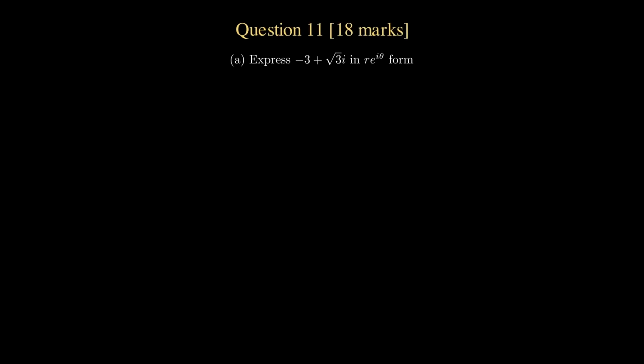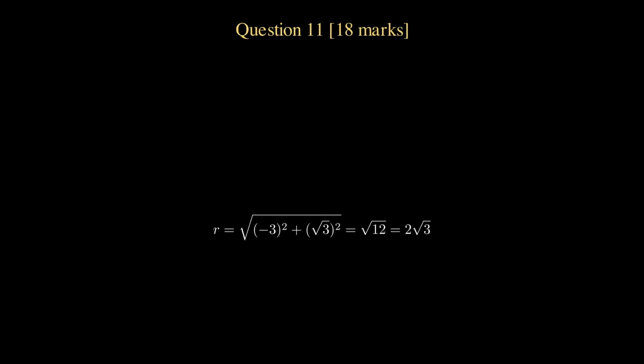Part A. Express minus 3 plus root 3 i in the form r e to the i theta. The modulus r is the square root of minus 3 squared plus root 3 squared, which is 2 root 3. The argument is pi plus arctan of minus root 3 over 3. Since the point is in quadrant 2, this gives 5 pi over 6. Therefore, minus 3 plus root 3 i equals 2 root 3 e to the 5 pi i over 6.